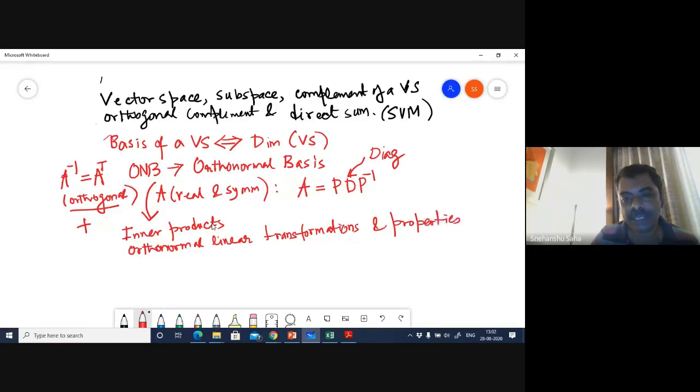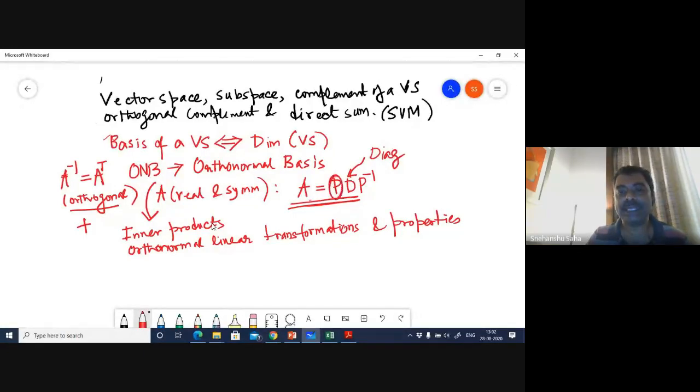Okay, so let's talk about this first. What it says is that if your linear transformation is real and symmetric, and of course it has to be square, you can actually break it up into 3 parts. This part is done, understood.